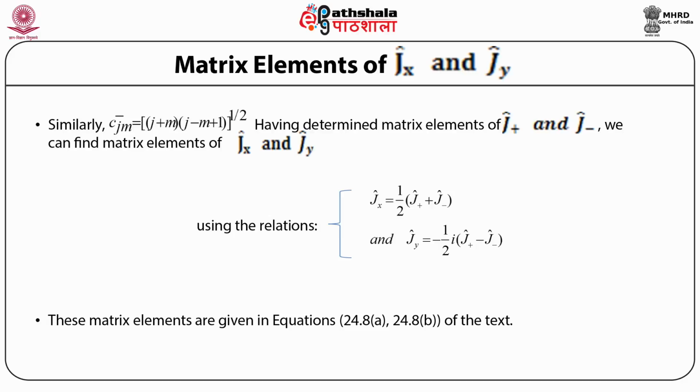Similarly, the y component of the angular momentum operator, that is Jy, turns out to be equal to minus half times iota times, within brackets, operator J plus minus operator J minus. Here it is important to keep in mind what we have already discussed earlier, that the operator J plus is the incremental or the creation operator for the angular momentum eigenvalues, while the operator J minus is the decremental or the annihilation operator for the angular momentum eigenvalues.